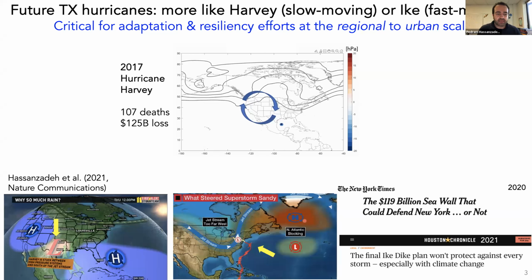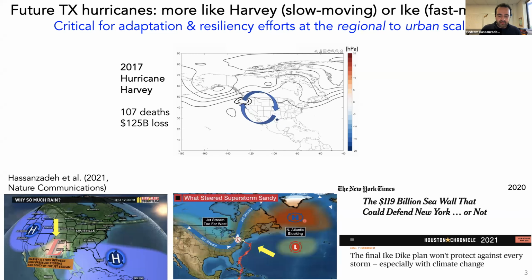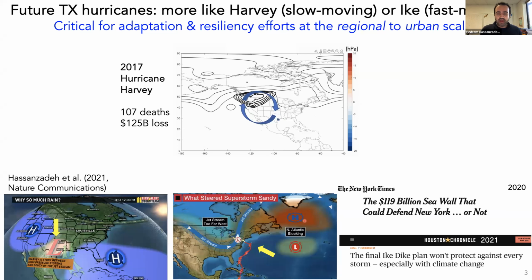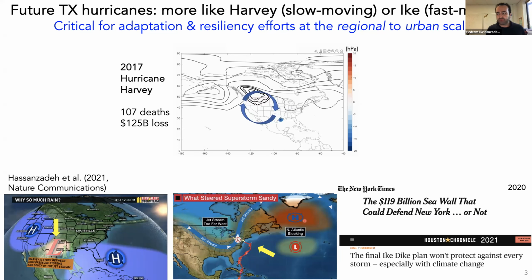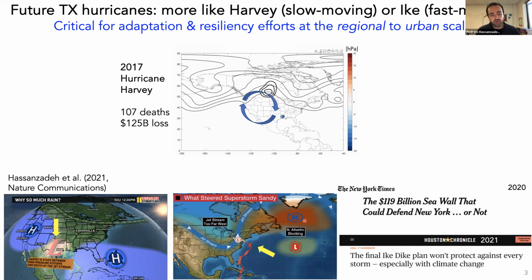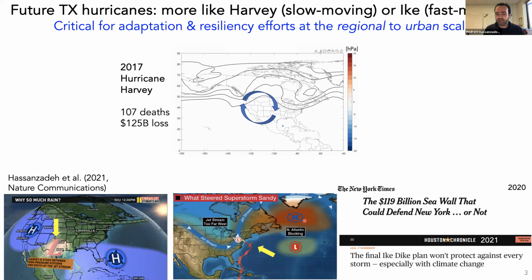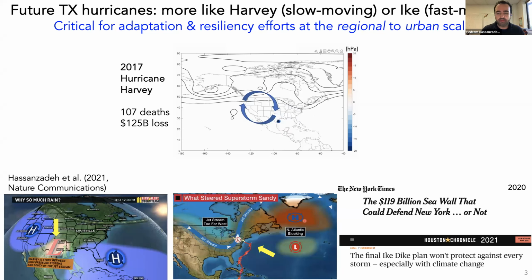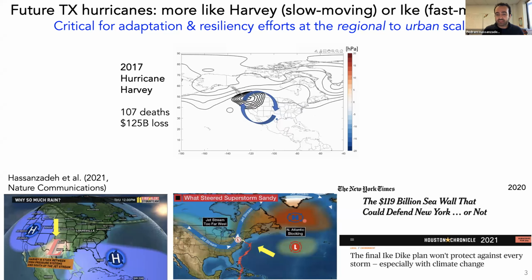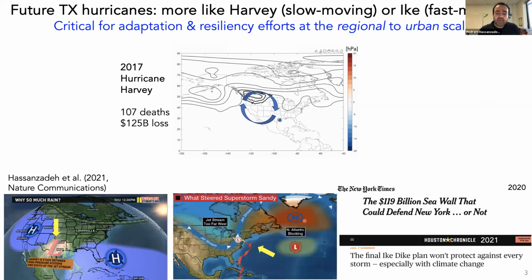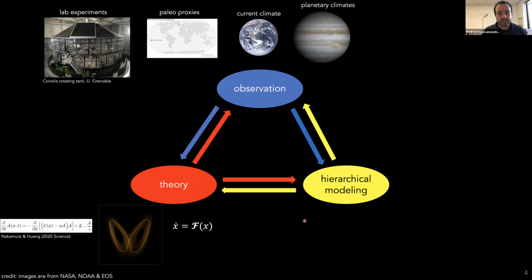I picked these events because they're related to where I live and the work that I've been doing, but we can find many examples like this about different types of extreme events all around the world. So clearly we need better tools in climate science so that we can do better forecasting and long-term projections of these kinds of extreme events, especially at regional scales. So let's talk about the tools that we currently have in climate science.